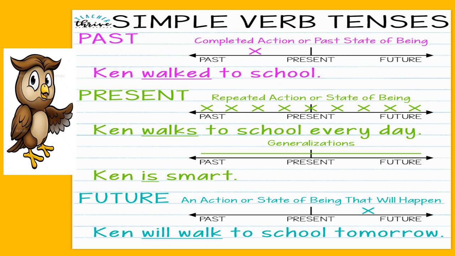So future simple tense is an action or state of being that will happen. And here also, children, you can see that the action will take place once in the future. Ken will walk to school tomorrow. So the action symbolized as a cross can be seen over each timeline of past, present and future. In past, the action takes place once. In future, the action again takes place once. But in the present tense, the action can be repeated again and again.